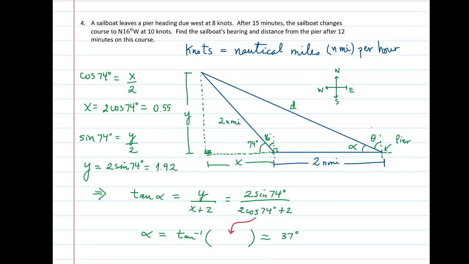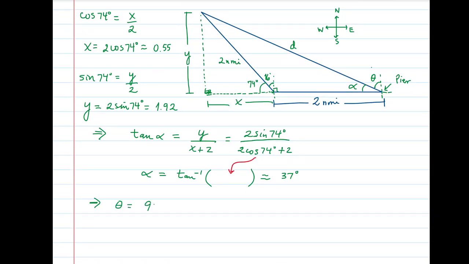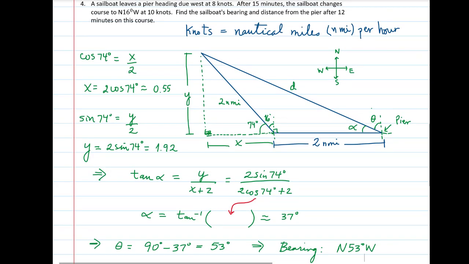From here, remember that 37 is not your bearing. Your bearing is going to be 90 degrees minus 37, right? If you look here, the two are complementary angles, so this will have to be 53. Now, how do you write the bearing? Well, you say the bearing would be north 53 degrees west, and that will be your bearing. All right, so what's left to do is just to find that distance d, but there are several ways that you can find that now.